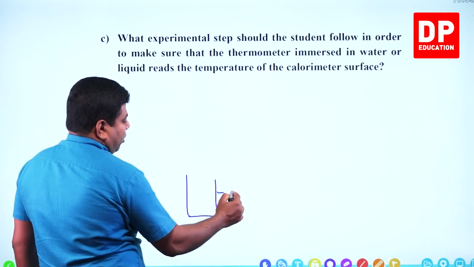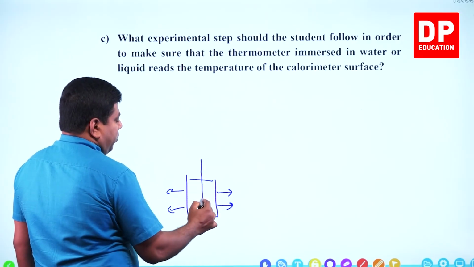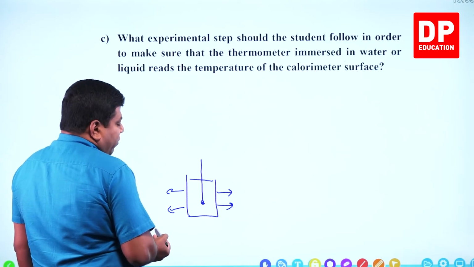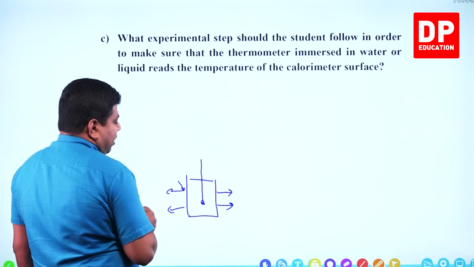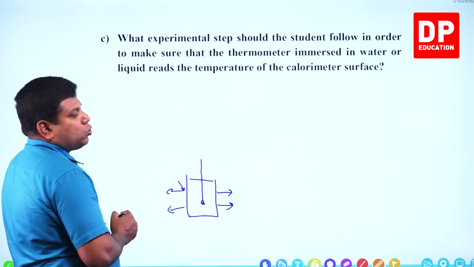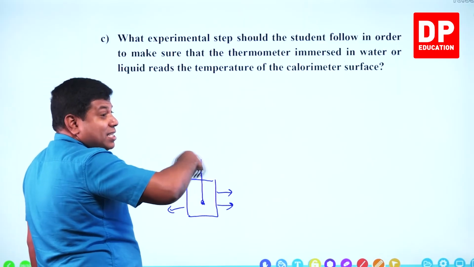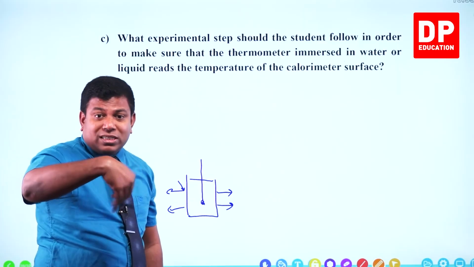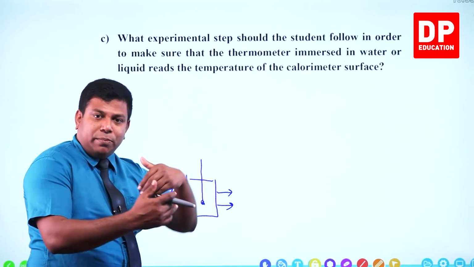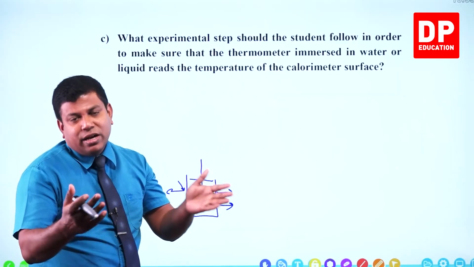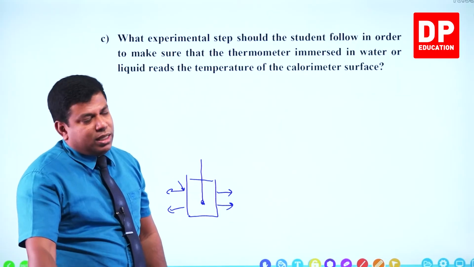We are talking about heat loss at this surface, whereas you kept the thermometer here. So how do we know this temperature and this temperature are the same? Basically, that's why we keep stirring it. By stirring continuously, you can ensure the whole water and the surface of the calorimeter are maintained at the same temperature. If you don't stir it, that might not be the case.